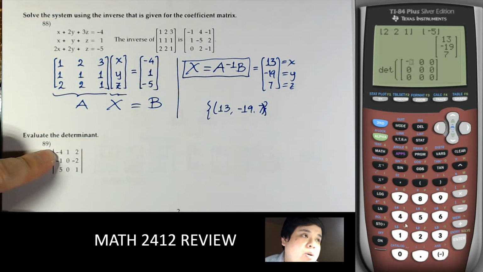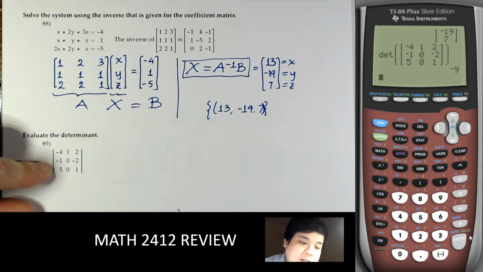So -4, 1, and 2, -1, 0, and -2. Five, 0, and 1. Close. It is -9.